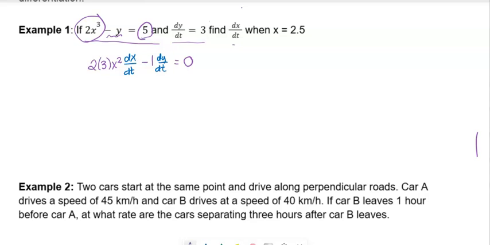Now that I've had that done, I can plug in some values for the things that I know. So the derivative of x with respect to time is what I am looking to solve, but I do know this value, and that can go right there. And I do know the x value, and that's going to go right there. I'm going to write this all again, and I'm going to input the values given in the question.